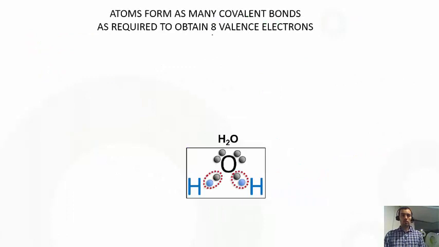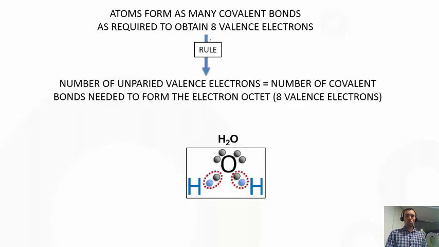So essentially it all comes back to this idea that the atoms will form as many covalent bonds as they need to get a full valence electron shell, which is, for most atoms that aren't hydrogen, 8 valence electrons. So there's a useful rule that we can use to work out how many covalent bonds something's going to form. It's essentially the number of unpaired electrons the atom has is equal to the number of covalent bonds that the atom needs to form to get to the electron octet.